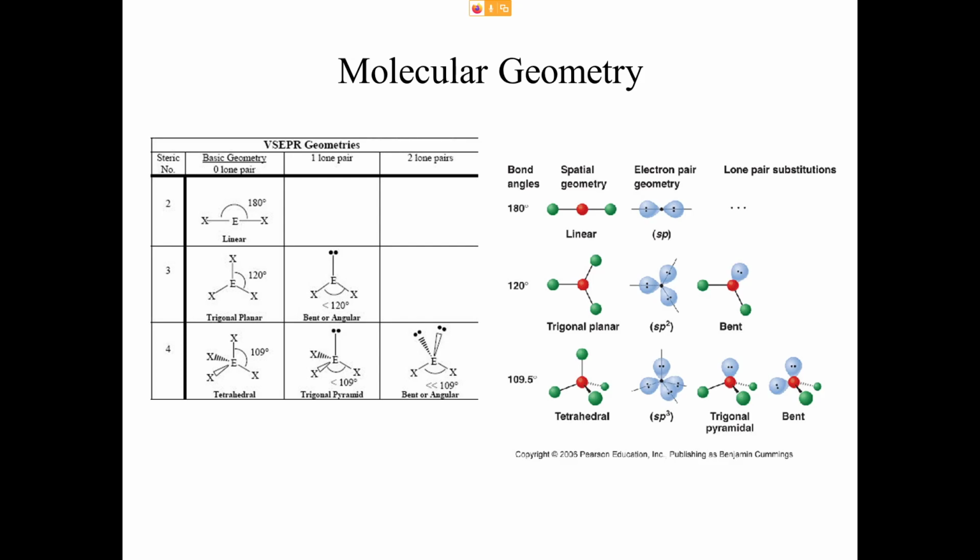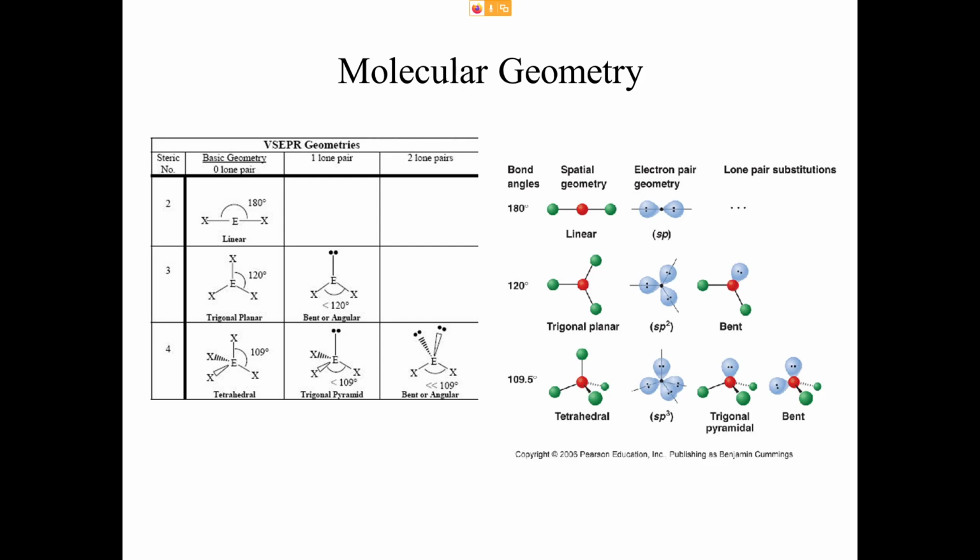For 3 VSEPR groups on the far left, we have 3 X's arranged around a central atom, labeled E here, in a flat plane, so it's pretty easy to draw on the screen. And the angle between them would be 1/3 of 360, so 120 degrees. Just like I described, it looks like the edges of a triangle.